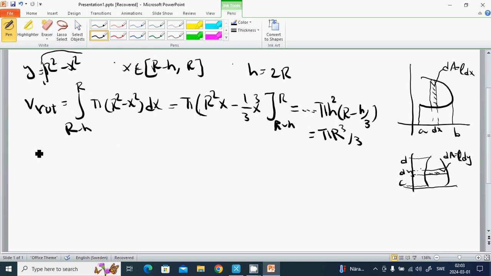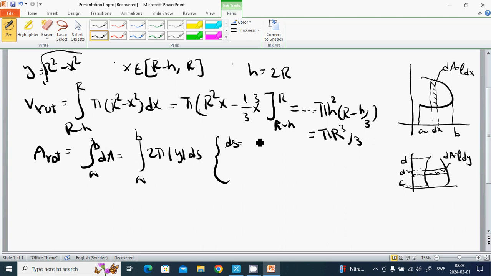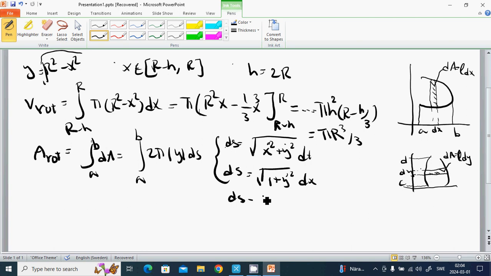We have A equals the integral from a to b of dA, equals the integral from a to b of 2 pi absolute y ds, where ds equals the square root of x dot squared plus y dot squared dt, and ds equals the square root of 1 plus y prime squared dx. Here is dx, and the other one is ds equals the square root of r^2 plus r prime squared d theta.